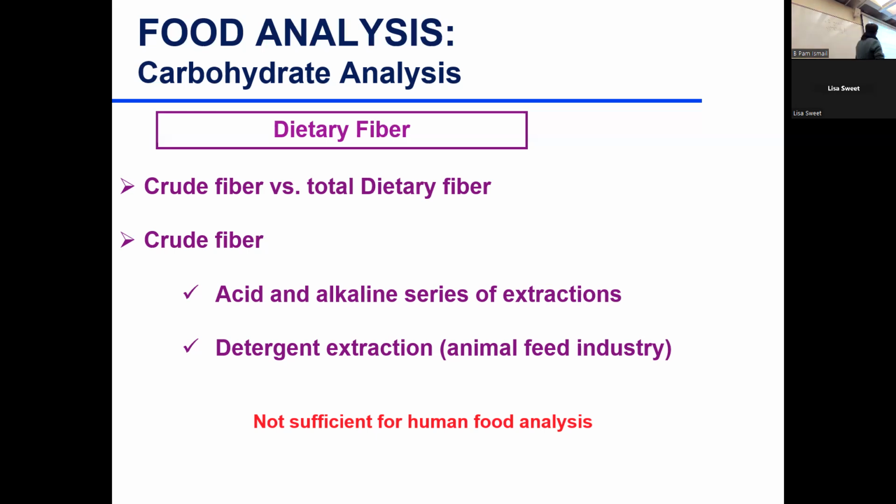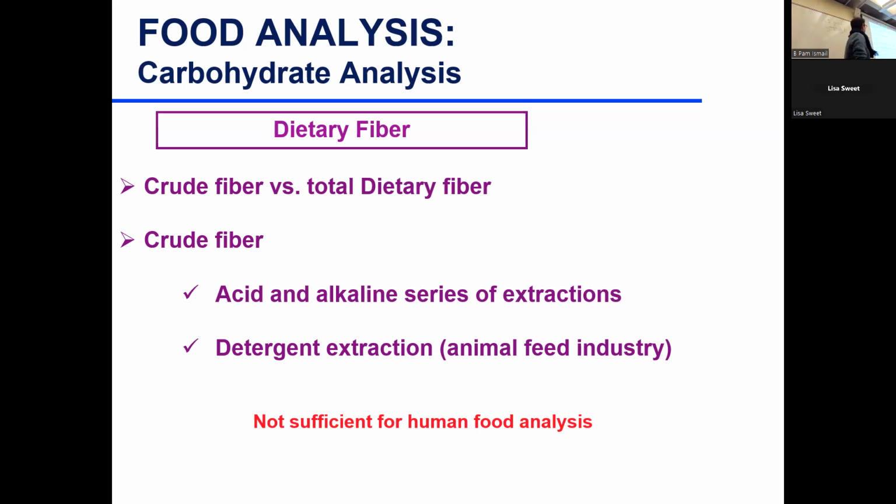So why? Because with both methods, acid and alkaline extraction, you will lose pectins, you will lose soluble dietary fiber, because here the acid and alkaline basically hydrolyze everything, and the insoluble fibers will precipitate, mostly cellulose and lignin. And same with detergent extraction. Also, you lose mostly the soluble dietary fiber.